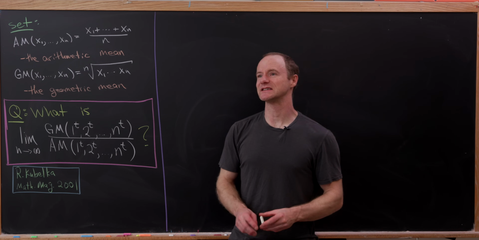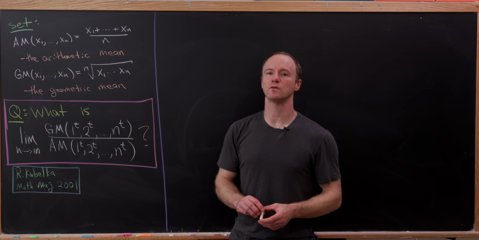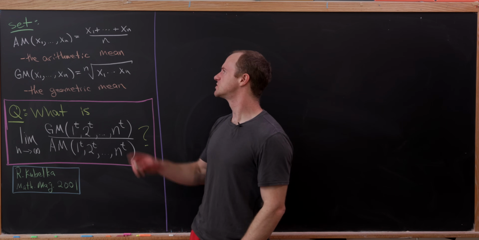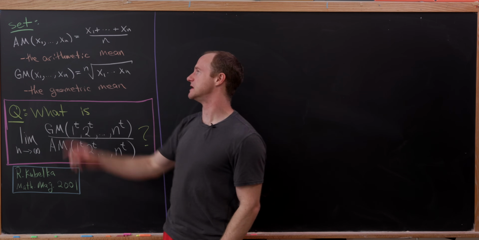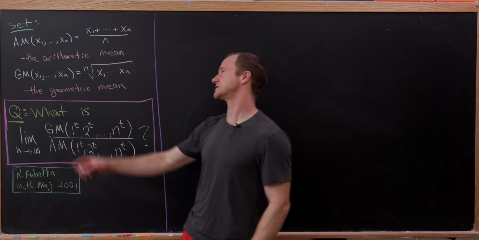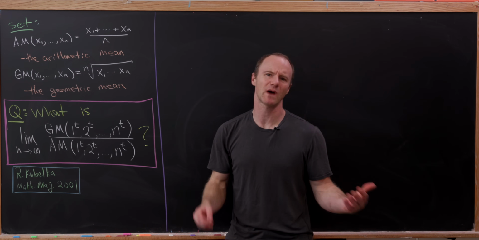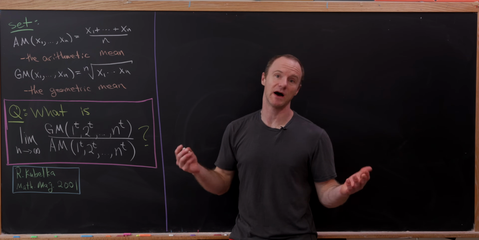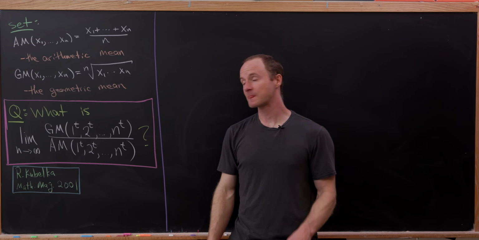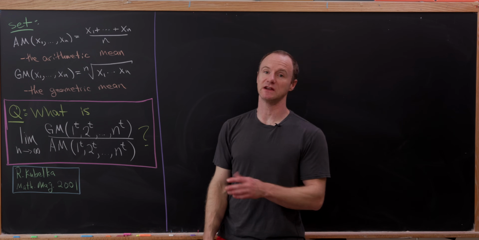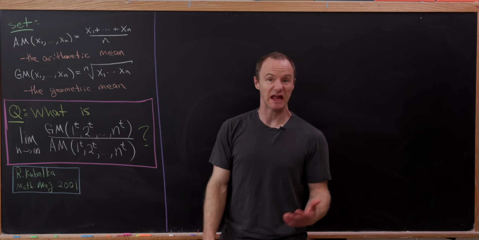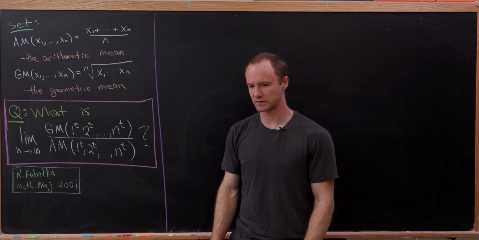So today I've got this nice limit that comes from a 2001 issue of Mathematics magazine. So let's see what we have. Let's recall that the arithmetic mean of non-zero real numbers x1 through xn is just their average. So you take their sum and then divide by the number of numbers that you have. Versus the geometric mean of the same set, where you take their product and then you take the nth root if there are n numbers.